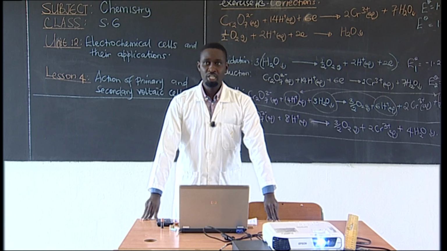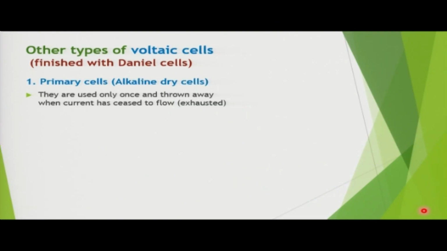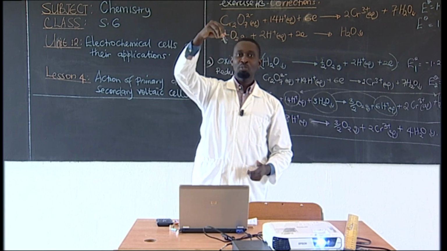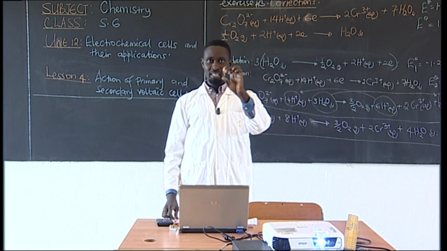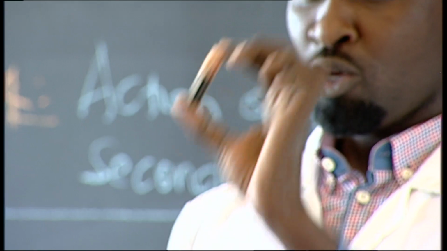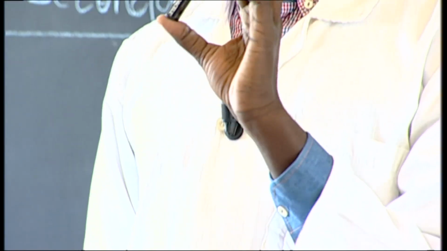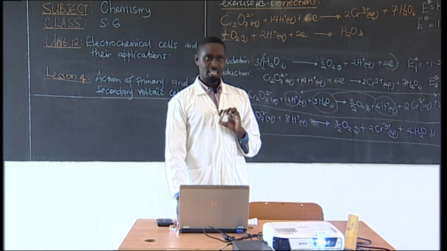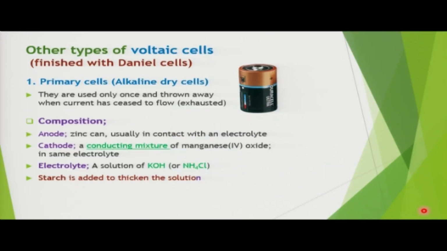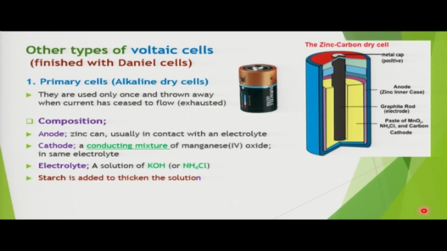Let's start with the dry cell. It's normally called a primary cell because it is used once. This is a primary dry cell. Basically, it is an alkaline dry cell. It is only used once. When it is exhausted, you throw it away. That's why it is called a primary cell. The alkaline dry cell, we are going to see where it comes in. So what exactly makes up this cell, this Duracell specifically?